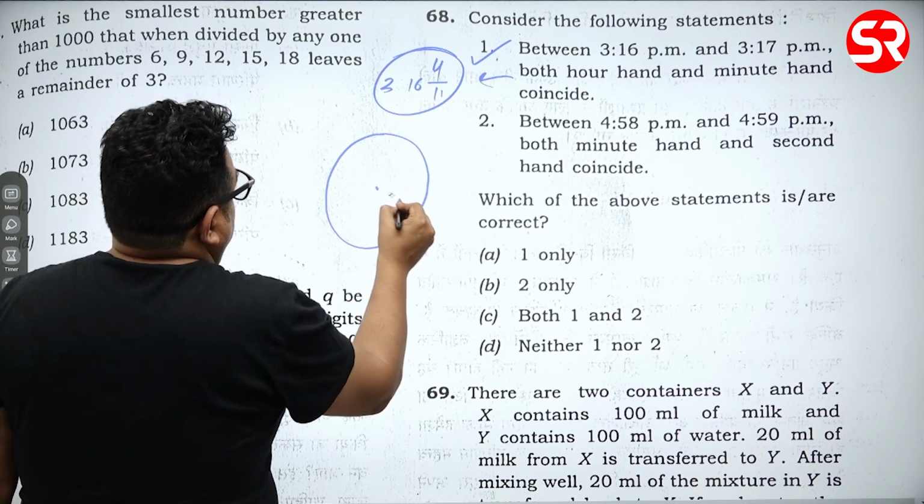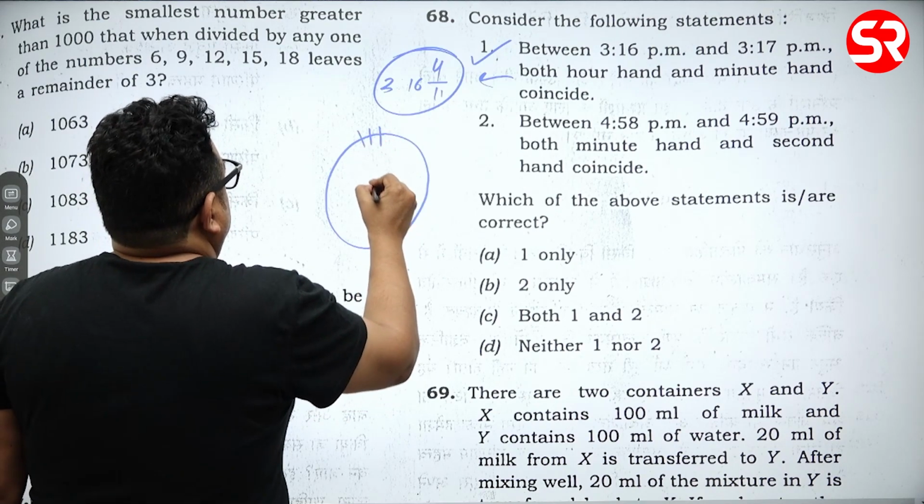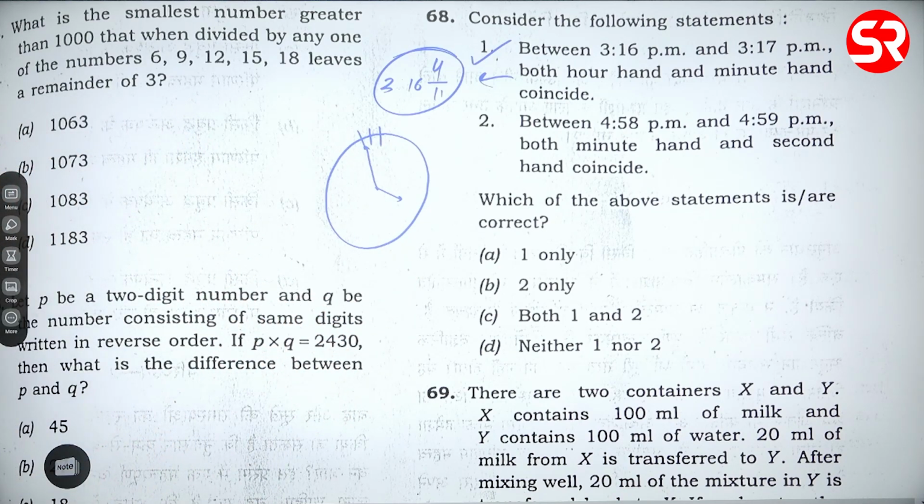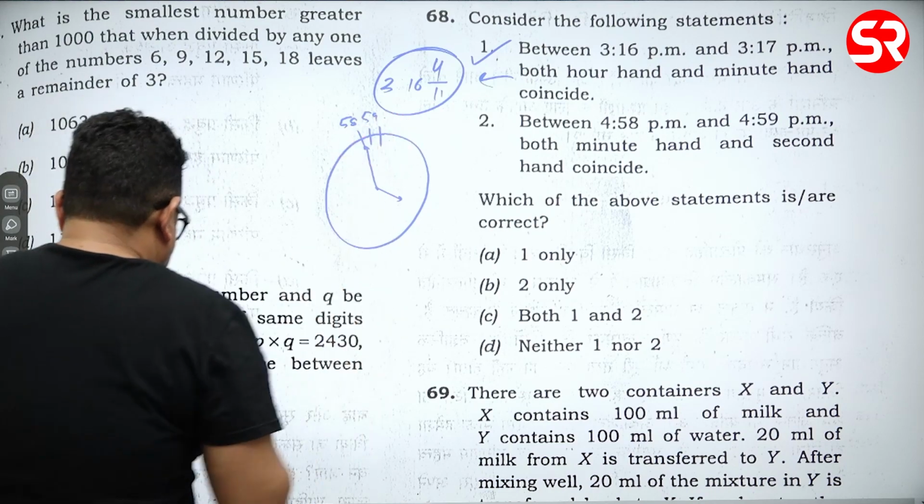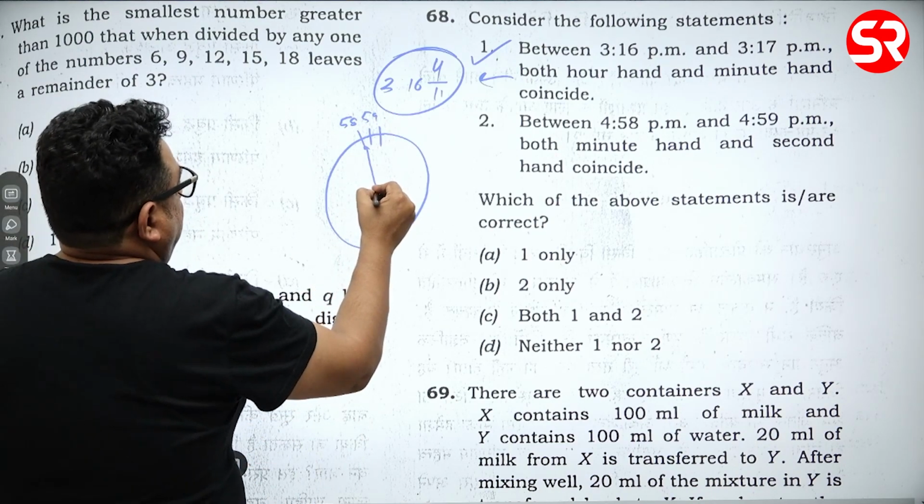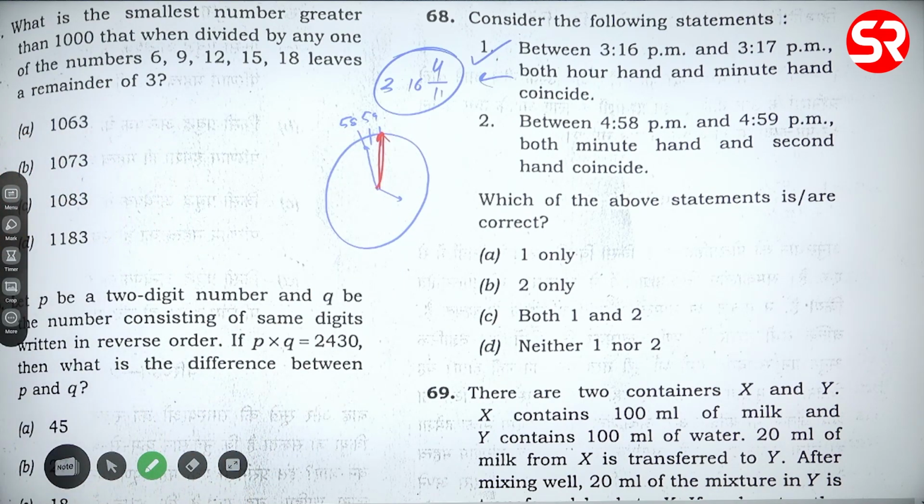So this is your hour hand. Let me mark it. This is your minute hand. He says between 4:58 and 4:59 p.m., both minute hand and second hand coincide. See, this is 58, this is 59. I'm changing the color and making red for the second hand. This is 4:58 and 0 seconds. All right, 4:58, 0 seconds.